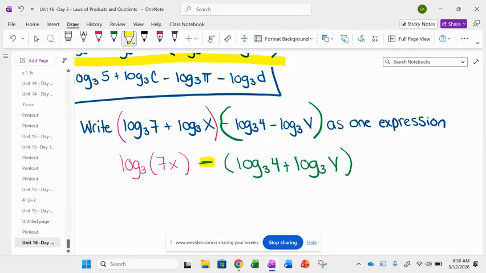Anybody confused with how I got this minus right here? Okay, so now I'm going to work on the other side of that minus sign. So we're log base 3 of 7x minus log base 3 of 4v.